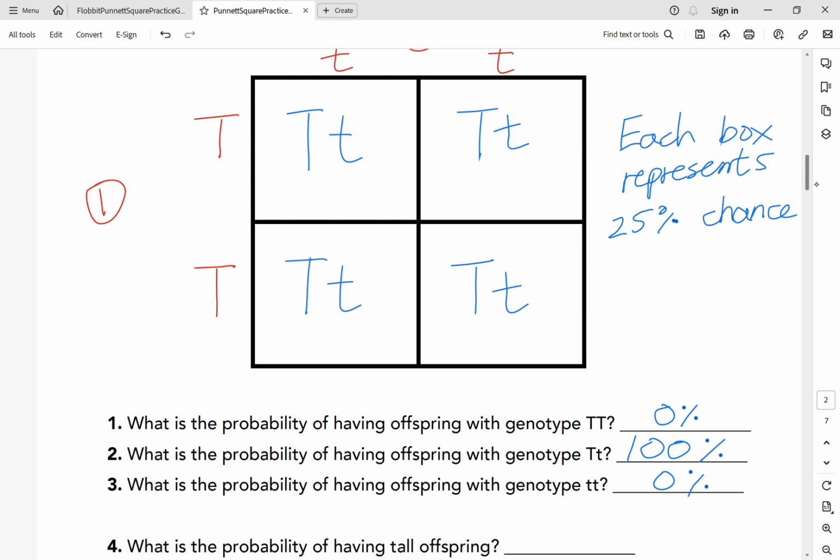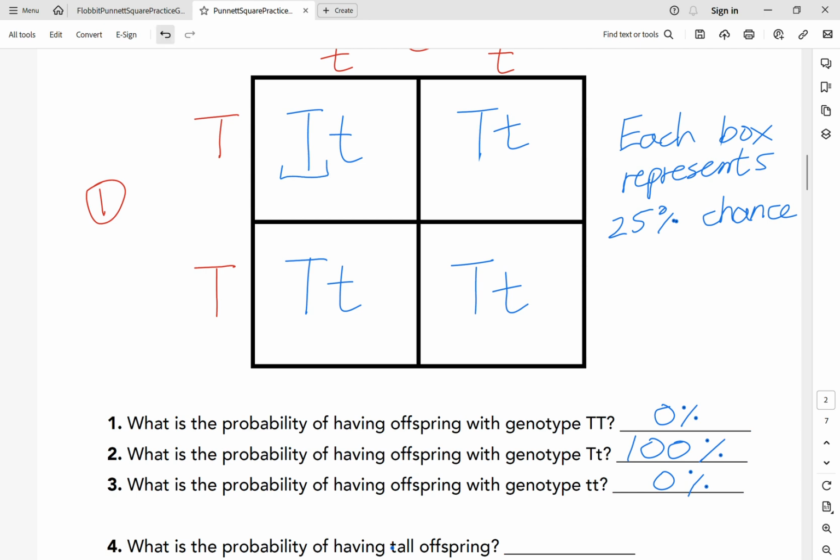Next question. What is the probability of having a tall offspring? Okay, so tall offspring is not a genotype. They're asking for a phenotype. So if I look at the four boxes, they're the same box, so I really just have to look at one of them. What is the phenotype of this? If I have a capital T and a lowercase t. Remember that the capital T stands for the dominant gene. So the dominant gene is going to override the recessive gene, and you're going to get this one expressed.